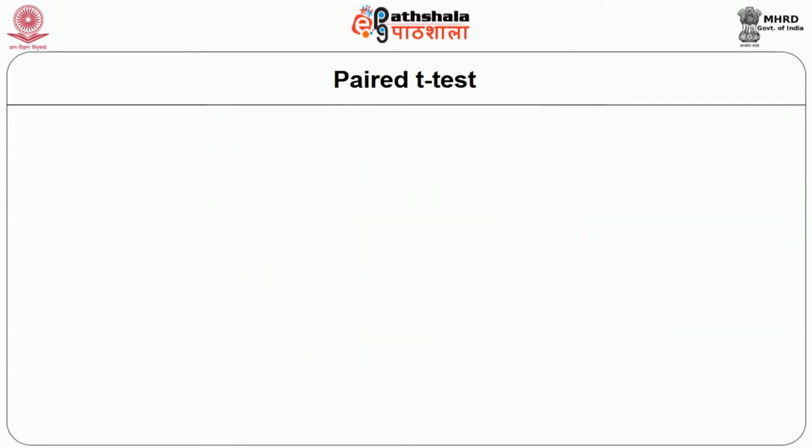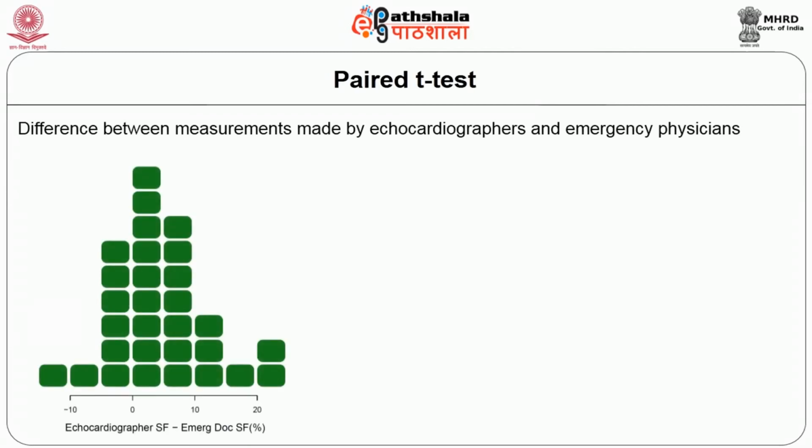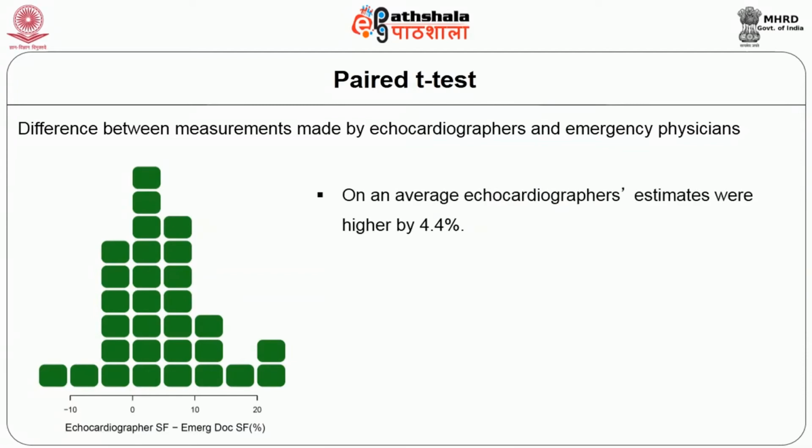After using the formula and estimating the t value, the difference between the measurements made by the echocardiographers and emergency physicians, we found that on an average, echocardiographers estimated 4.4% higher than the other experts. Therefore, it indicates that there is a 4.4% error or 4.4% difference between the two experts. And if you calculate the confidence interval, it is ranging from 1.6% to 7.4%.